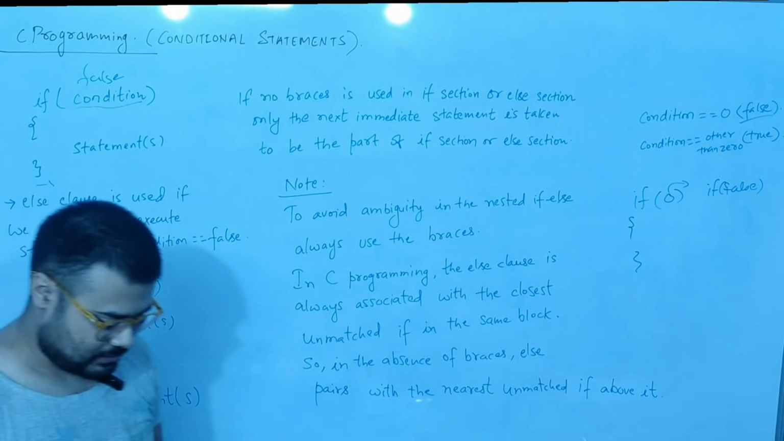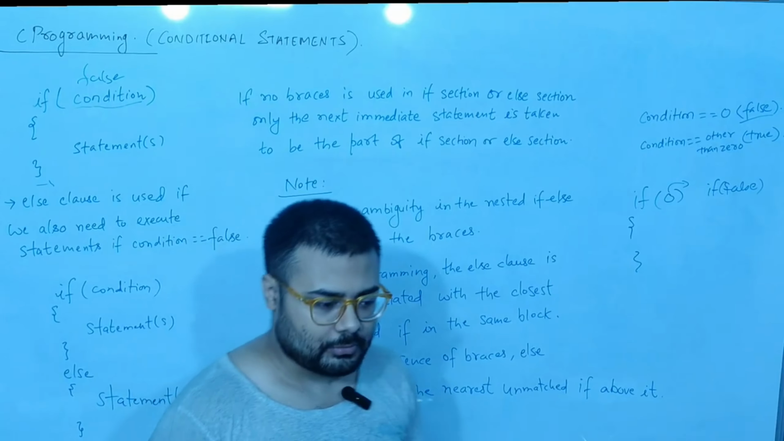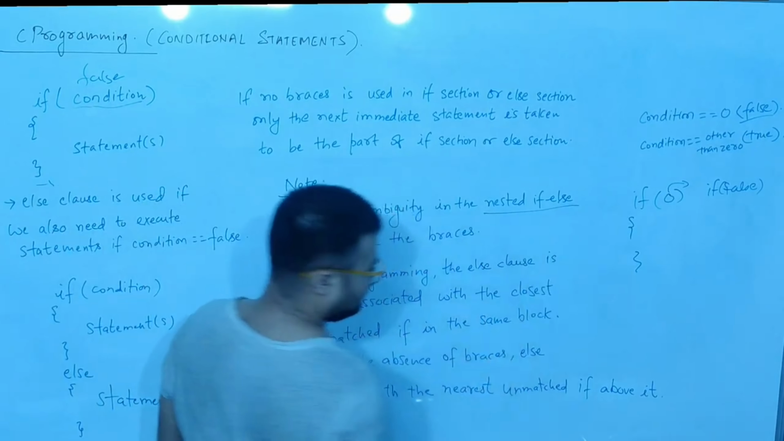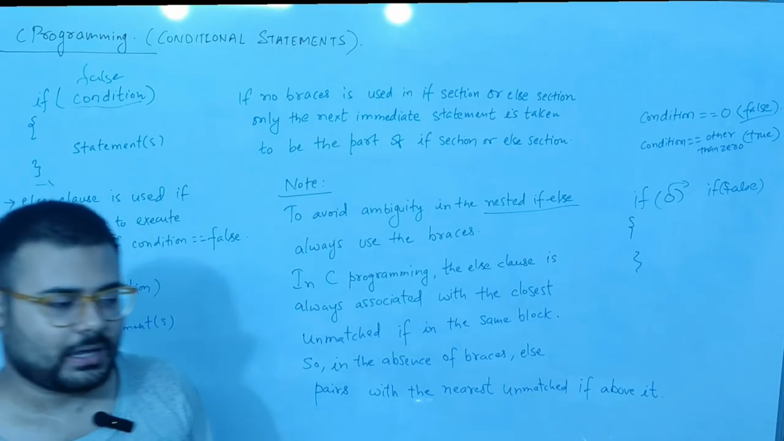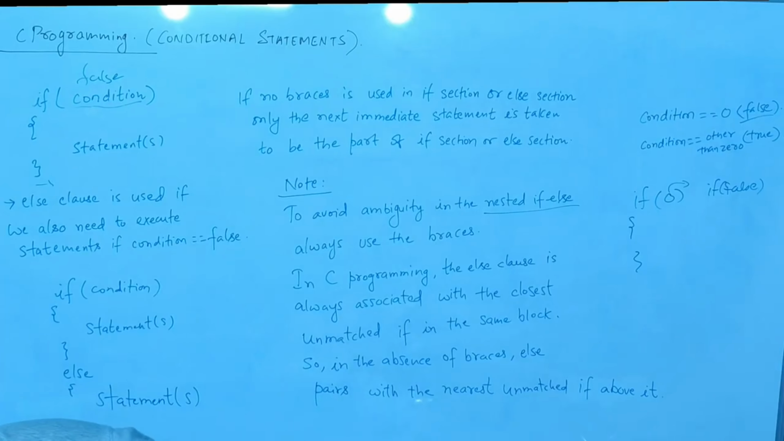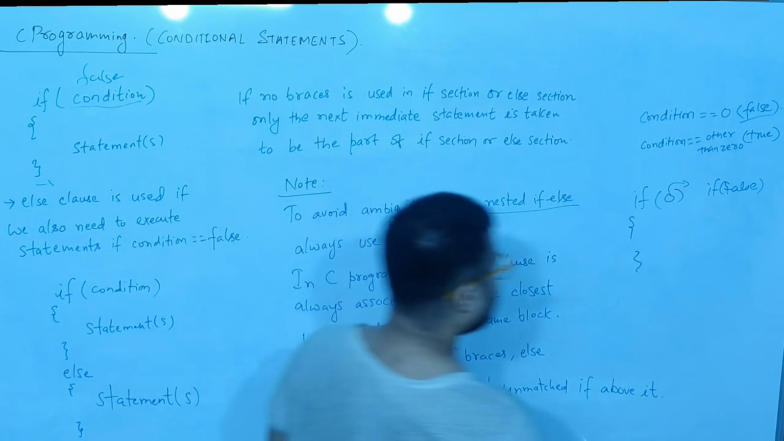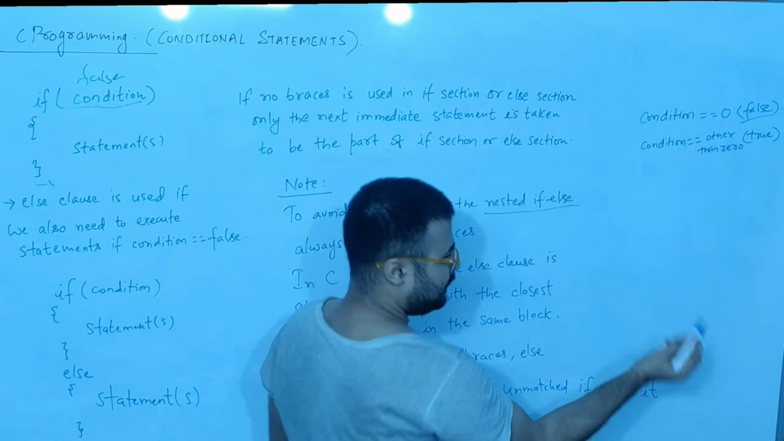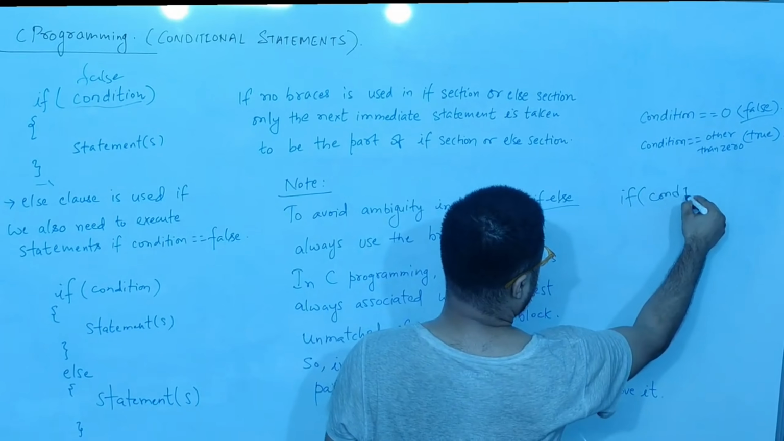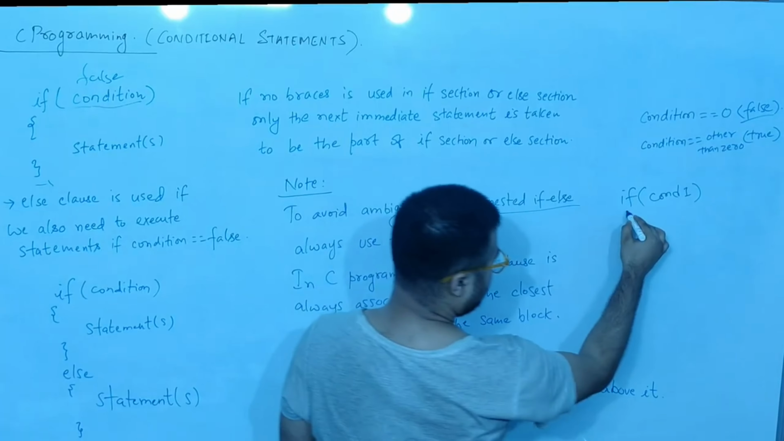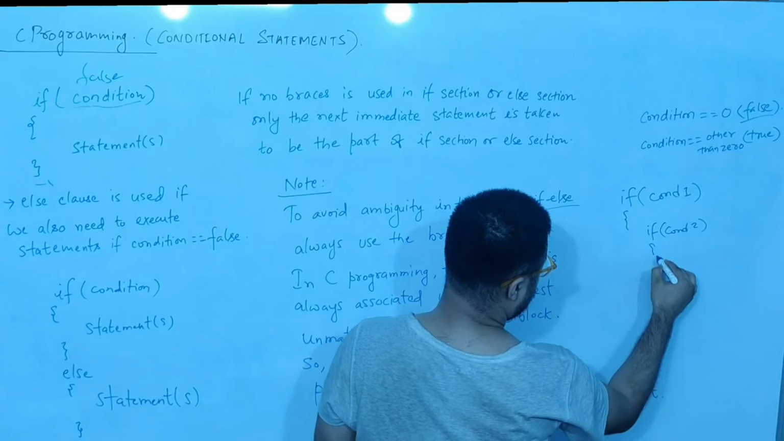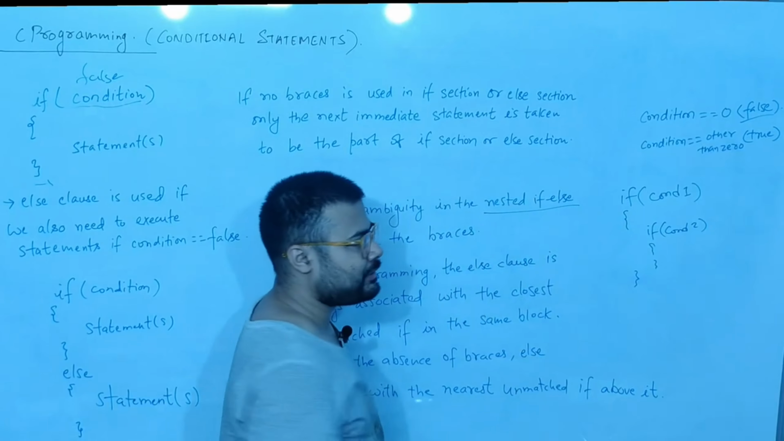Now, what about nested if else? What is nested if else? You have if or else inside an if block. That is what a nested if else is. For example, if condition 1, if condition 2. This is just one nested if block.